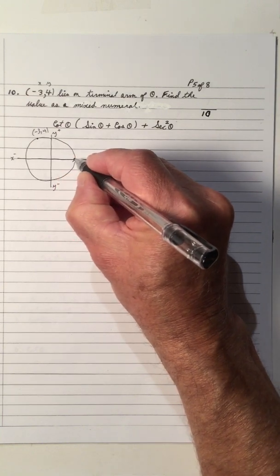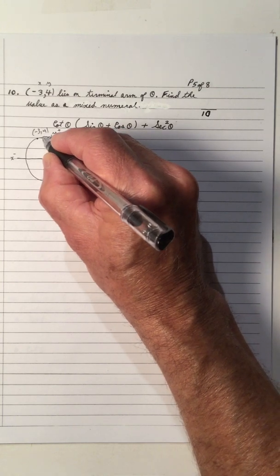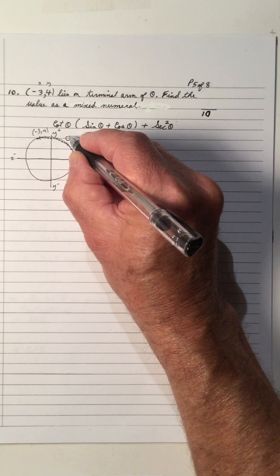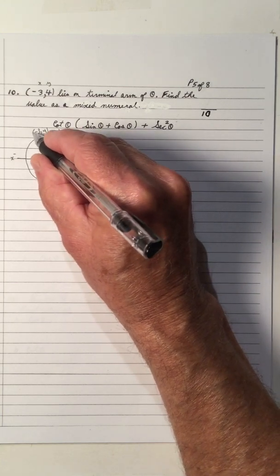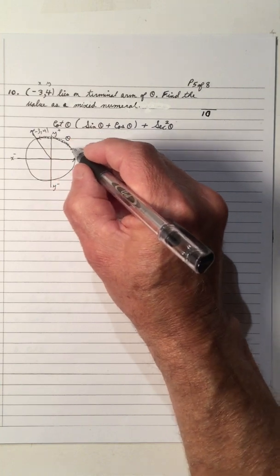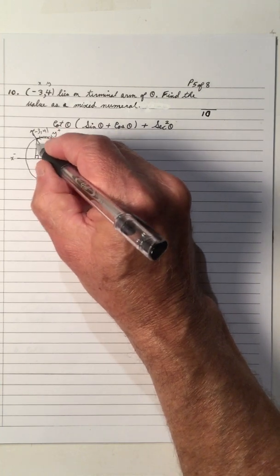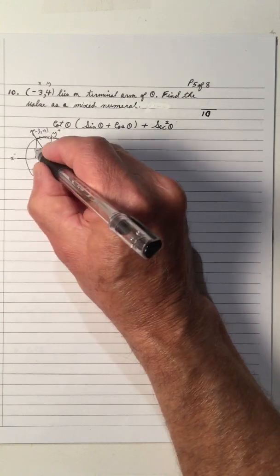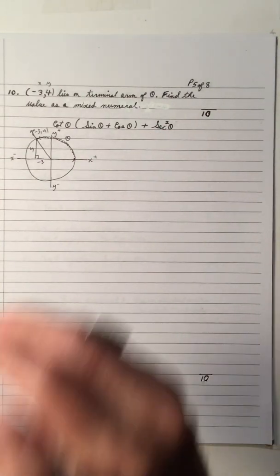There's the initial arm. The rotation on the circle is this rotation, and that's theta. The terminal arm going out to the point is right there. And we drop it perpendicular to the x-axis, never to the y. So x is negative 3, and y is 4. So we work out all the trig ratios.